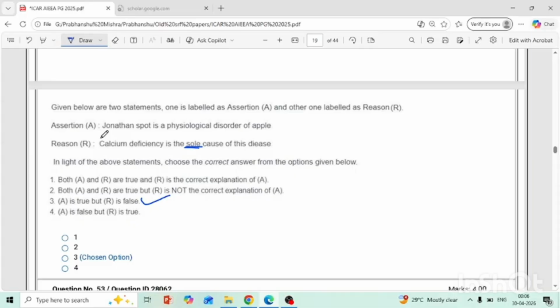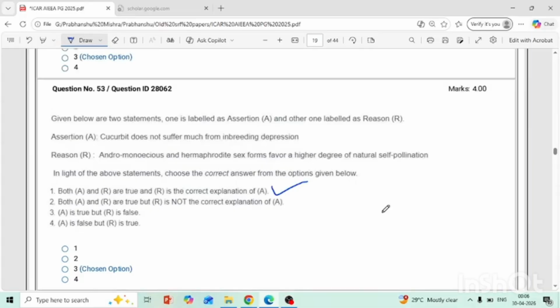Cucurbits do not suffer much from inbreeding depression. It is very simple. Andromonoecious and hermaphrodite sex forms favor a high degree of natural self-pollination. Yes, both are true. Due to the presence of these two sex forms, there is higher self-pollination. If there is higher self-pollination, then always the inbreeding depression is high. But in the case of cucurbits, the inbreeding depression is low.